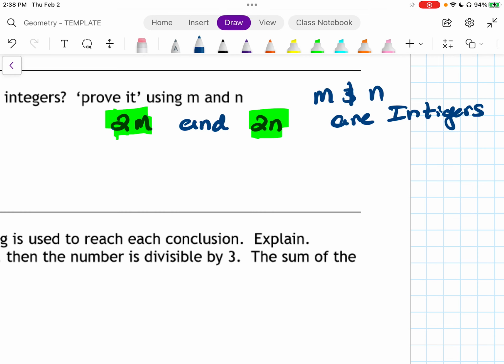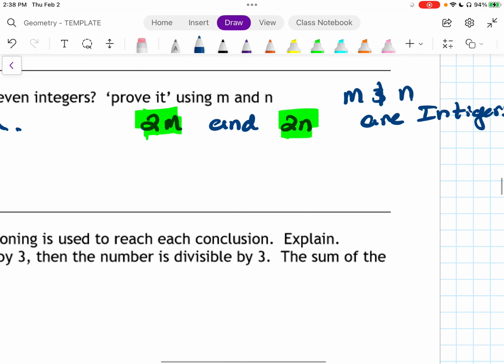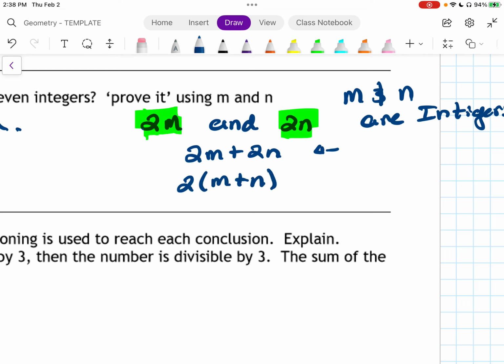Now, what do they say? Sum, right? That means adding them. So I'm going to say, well, 2m plus 2n, right? I'm going to add them up. Now, remember, I'm trying to show that this is even. So I'm going to factor out a 2. And right here, I've got this 2 hanging out front. I have no idea what m plus n is. I don't know what it is. But if you multiply it by 2, that's an even number. So there we are. That's it.